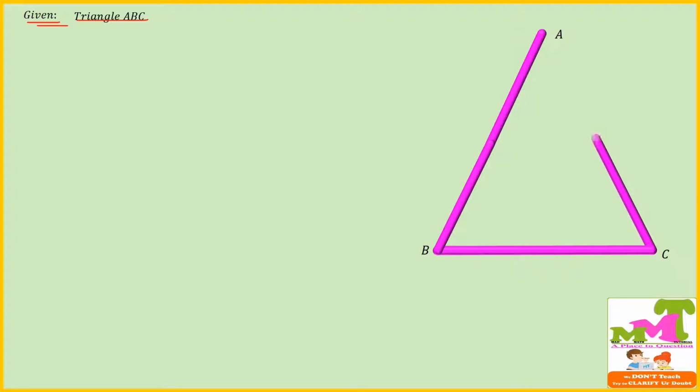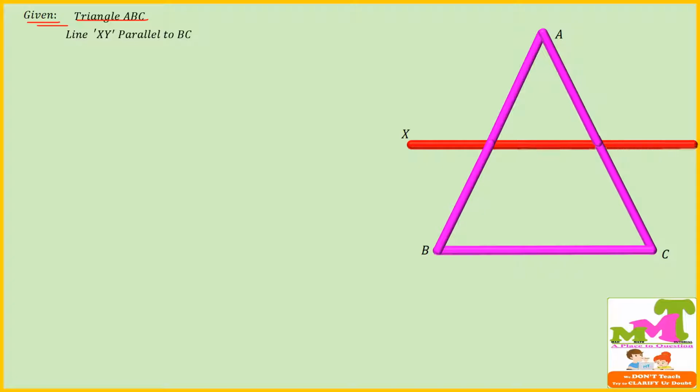Yes, let us try to prove the theorem. What is given? Given is a triangle ABC. You can name it XYZ or MNP, whatever it is, but I've chosen ABC, the first three letters of the English alphabet. Then, line XY is drawn parallel to BC, intersecting the other two sides. The line XY intersects AB and AC at two different points, D and E.